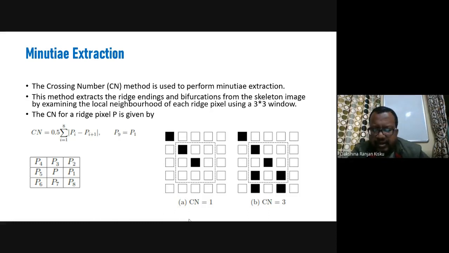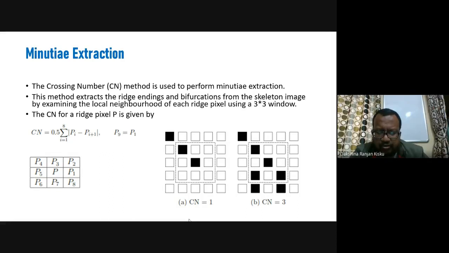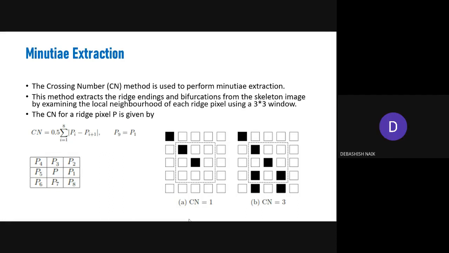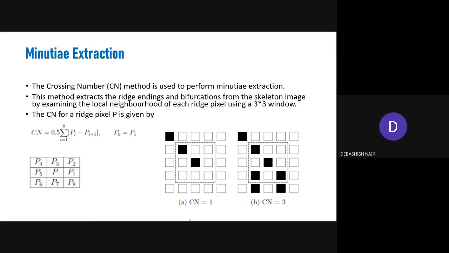There is a simple inference. Whenever the crossing number is found to be 2, this infers that the center pixel is not a valid minutiae point. That's a ridge continuation point. That means it is the continuation of pixels over some ridge in the skeleton image. Isn't it? Yes, sir.